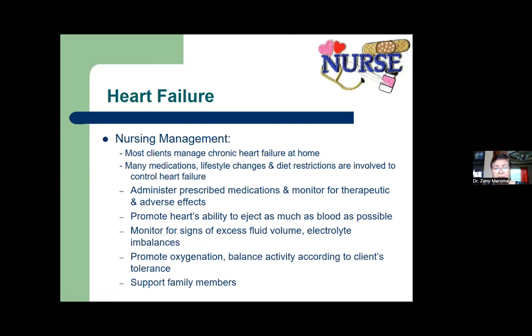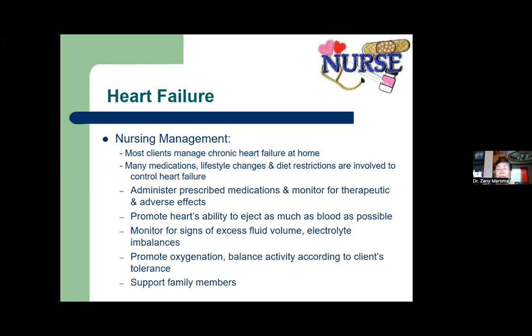And they have to administer prescribed medication and monitor for therapeutic effect and adverse effect. Kaya they must be taught how to count the heart rate. Kasi below 60, hindi bibigay yung digitalis. Promote heart's ability to eject as much blood as possible, no? By giving the cardiotonic drugs. Monitor for signs of excess fluid volume, no? Yung mga edema, weight gain, okay, and electrolyte imbalances, particularly potassium imbalance.